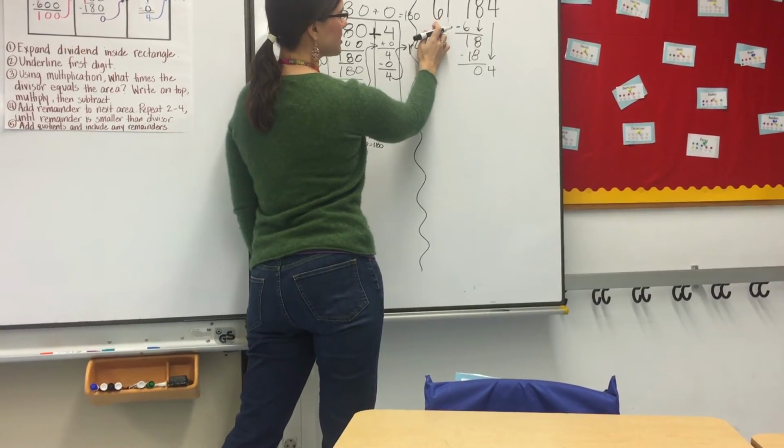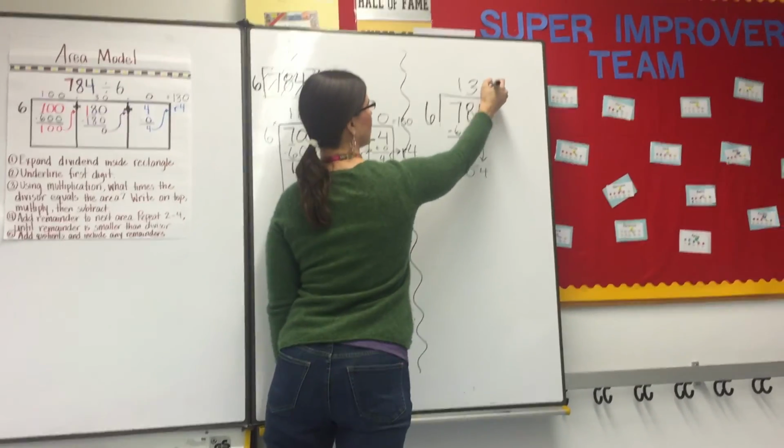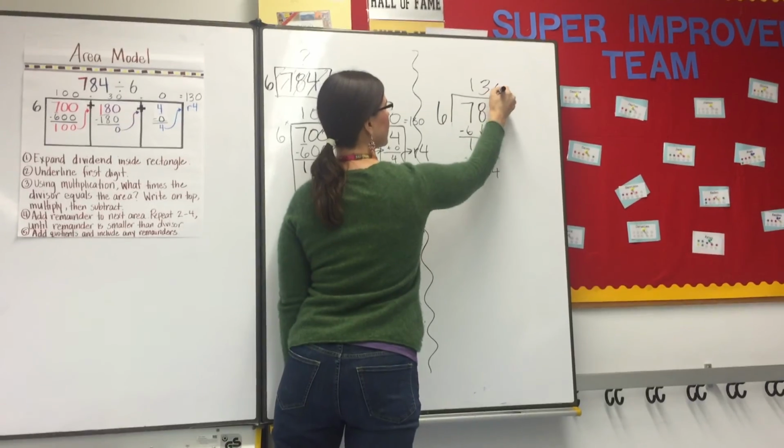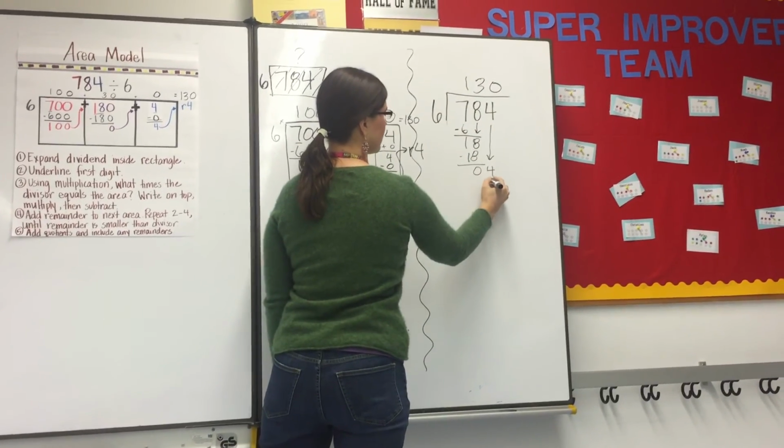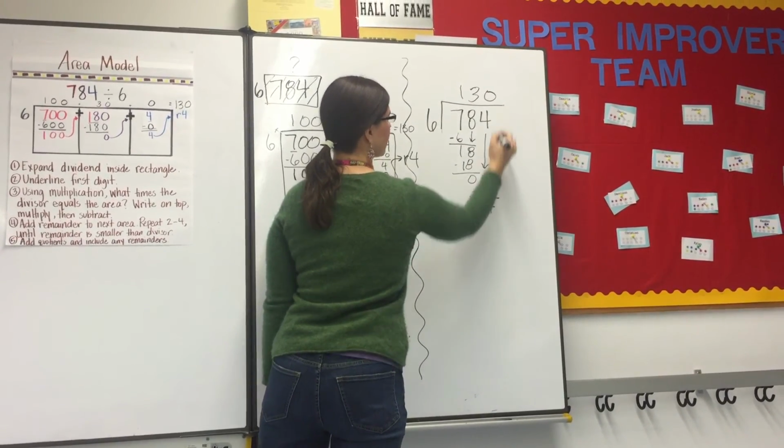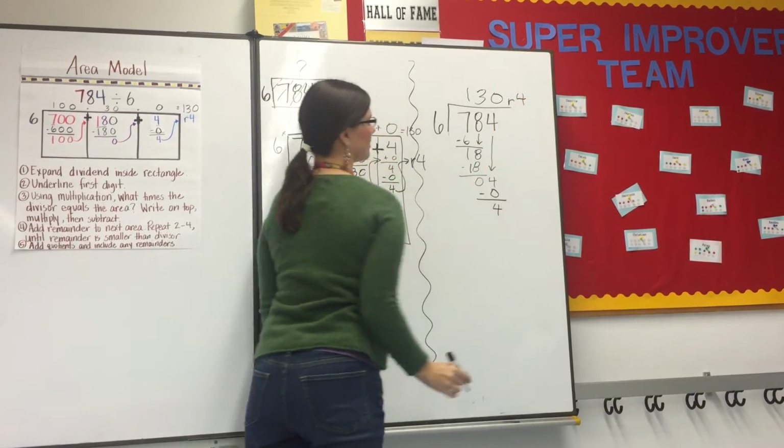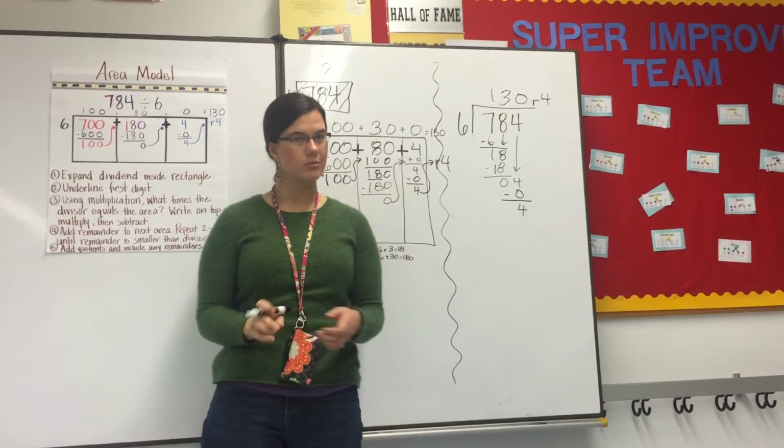Here the same thing. 6 cannot go into 4. 0 times 6 is 0. Subtract. Remainder 4. So I hope that helps to explain.